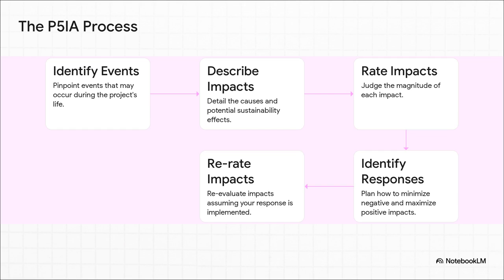What's really brilliant here is how these steps just build on each other. You start simple. Just identify potential events that could happen. Then, you dig a little deeper and describe their potential sustainability impacts. Step 3 is where you rate them. And this is key, because it forces you to prioritize. Then you get to the action part. What are you going to do about it? And that last step, re-rating, that's your instant reality check. It shows you right away if your plan is actually going to work.